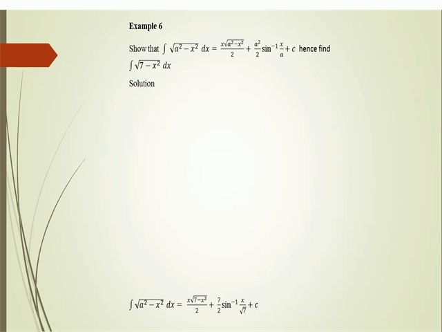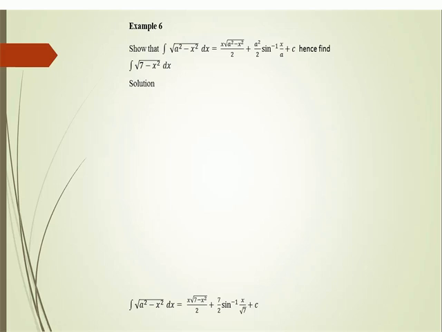So what we need to do, they said we should integrate the square root of a square minus x square dx is equal to x square root of a square minus x square all over 2, plus a square all over 2 sine inverse of x over a, plus c. So how do we prove this one to be this? That is exactly what we are going to do now. So let us start with this.